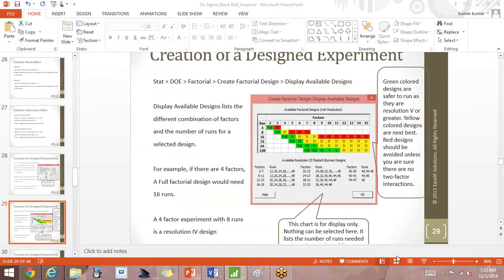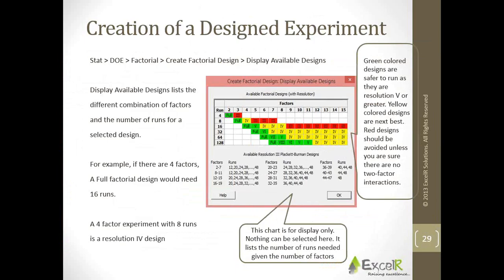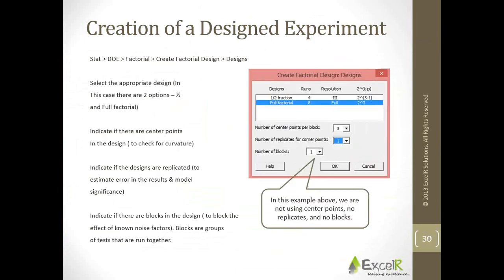All right. We are just trying to understand everything, the options. That's it as of now. The next thing is to select the appropriate design. In this case, there are 2 options, half factorial and full factorial. Then indicate if there are any center points in the design to check for curvature.